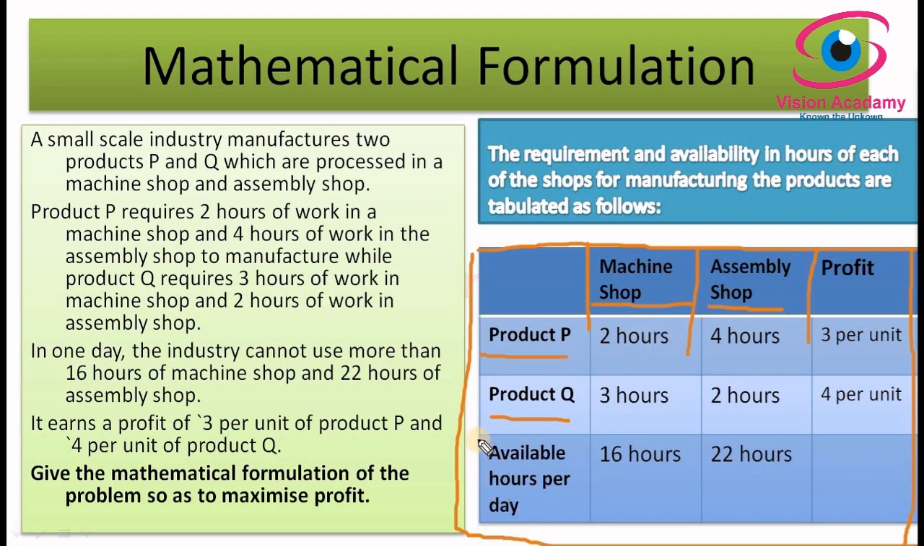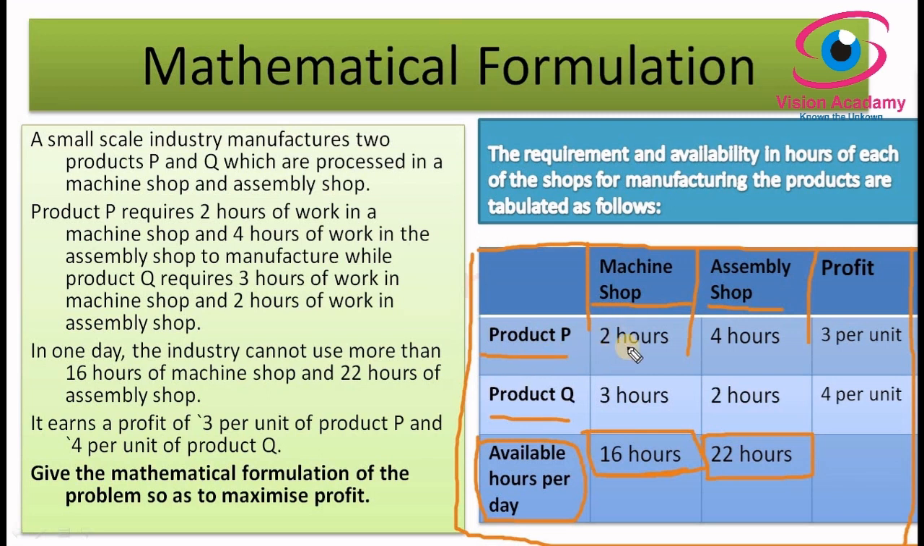You can ask me where this information comes from, okay. Look here, in one day the industry can't use more than 16 hours of machine shop, which means the machine shop has an available capacity of only 16 hours, more than this can't be used, and in the assembly shop there is an availability of 22 hours, okay.